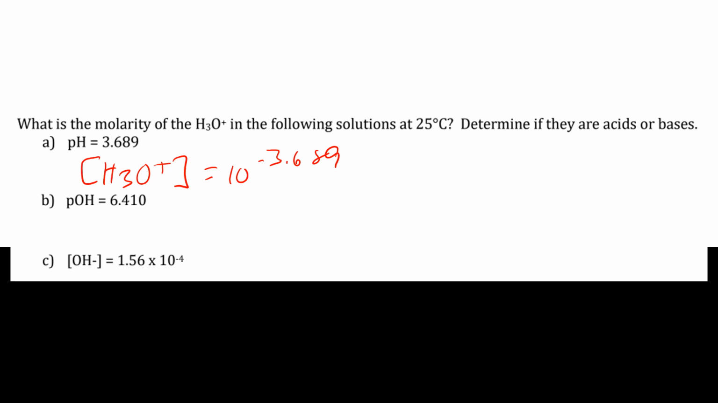So this is going to be, because of 3 sig figs, 2.05 times 10 to the negative 4. And my pH is 3.68, so I have an acid here.